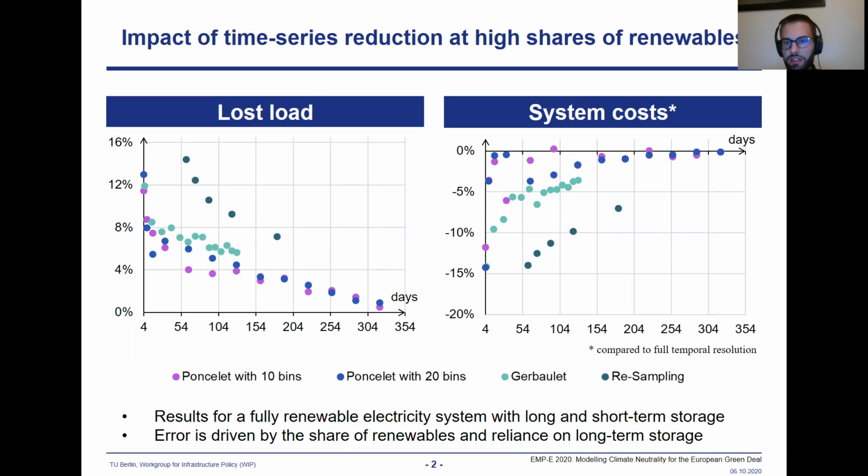However, we discovered that in systems characterized by high shares of variable renewables, reduced time series can actually lead to very flawed solutions. For instance, capacity investment computed with a reduced time series can lead to substantial shares of lost load when evaluated with a full time series. This research will be presented in greater detail at a workshop that I've linked in the description.